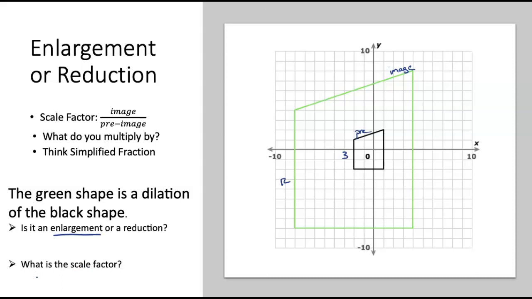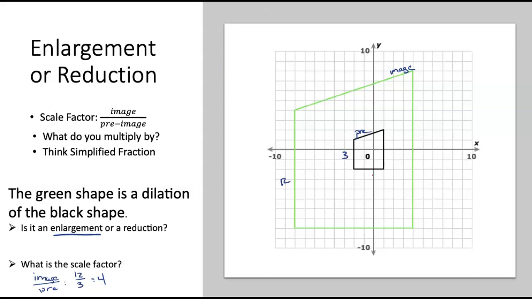If we use our image over our pre-image, the image was 12 and the pre-image was 3. Well, 12 divided by 3, that we can simplify. 12 divided by 3 is 4. So my scale factor is 4, meaning I multiplied the smaller by 4, so 3 times 4 to get to 12.